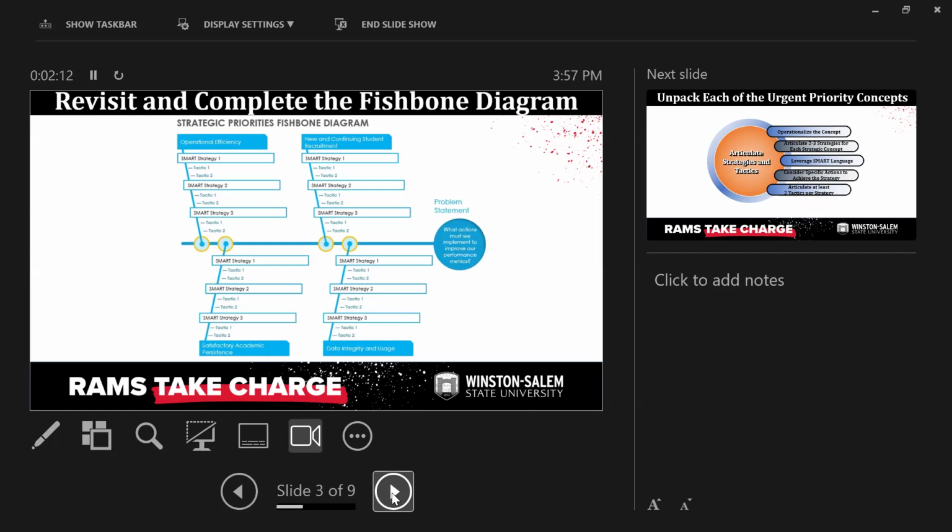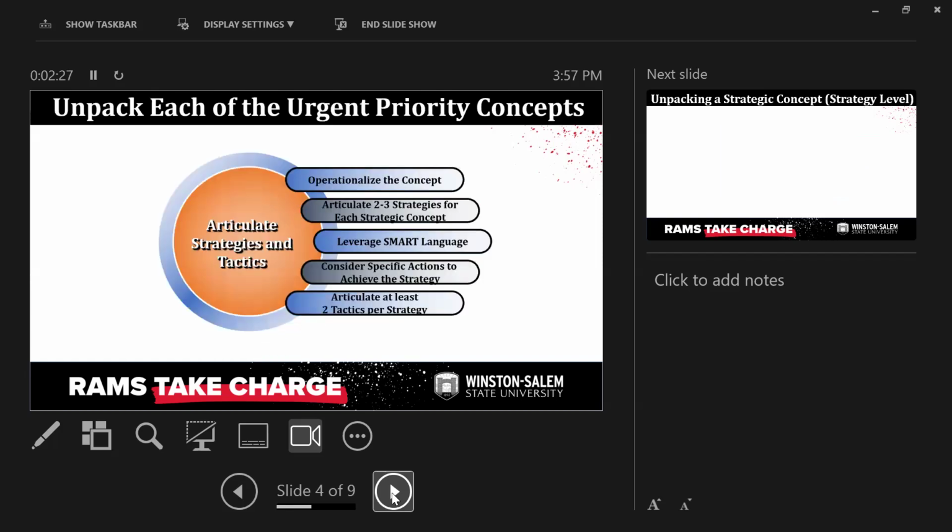There should be 2 to 3 SMART strategies for each concept, and then at least 1 to 2 tactics that would help drive the actionable items that will make that SMART strategy come to life. So, our homework assignment, if you will, is to really think about each concept. What I'm asking you to do is think what that concept means, operationalize that concept.